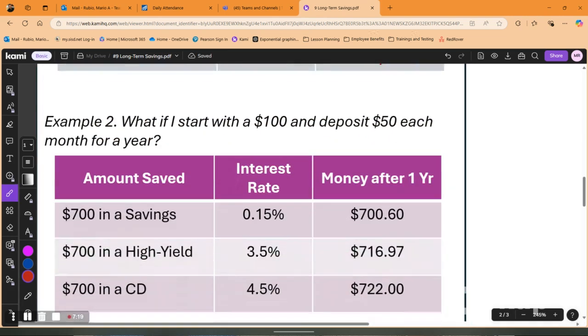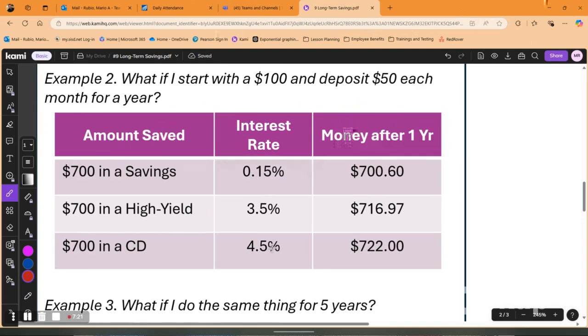Let's take a look at example number 2. This one says, what if I start with $100 and then I deposit $50 every month? So let's say you take $100, you go open your account, you say, I want to open a high yield savings, or I want to put this money in a CD, and you're going to deposit $50 every month. So every time you get paid, or when you save your money, you're going to say, hey, $50 of this is going to my savings account.